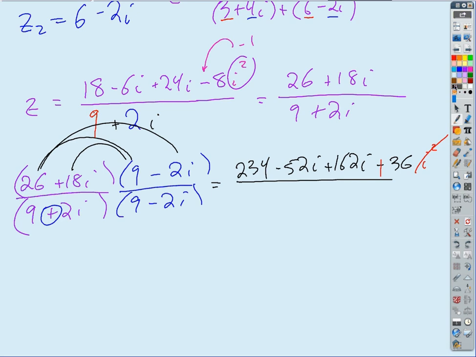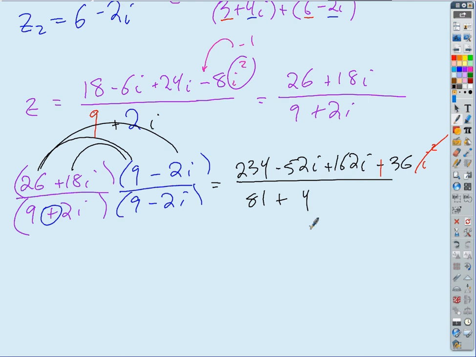9 and 2, right? So we should get 9 squared, which is 81, plus 2 squared, which is 4. So we're just getting 85 on the bottom. So that's easy, the bottom's going to be quick and easy to do. The top one, you've got to go through some steps. Why is it plus 4? Isn't it a squared minus? No, for complex conjugates, it's a squared plus b squared, because i squared is negative 1, so it changes that from a minus to a plus.